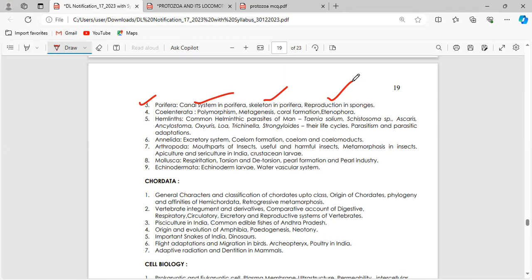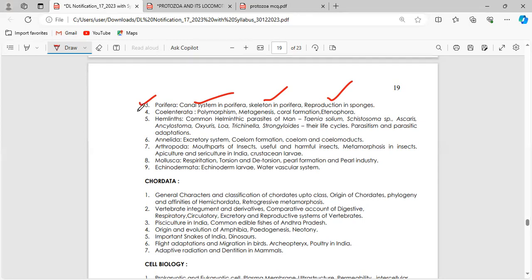Right. Next comes the skeleton in Porifera. When we discuss the skeleton in Porifera, we are going to focus on the spicules and the spongin fibers. These spicules and spongin fibers comprise the entire skeleton system of Porifera. We are going to read that. And reproduction in sponges: what are all the types of reproduction followed in sponges, and examples for those reproductions.